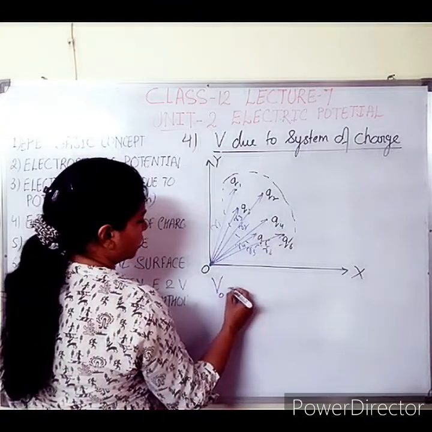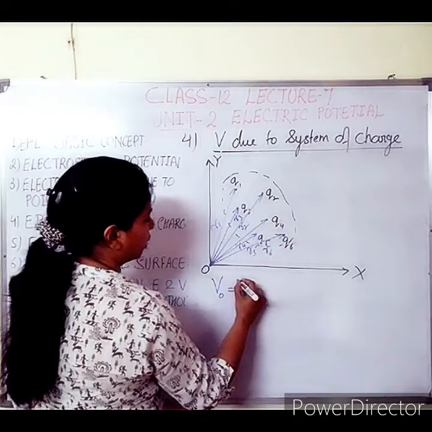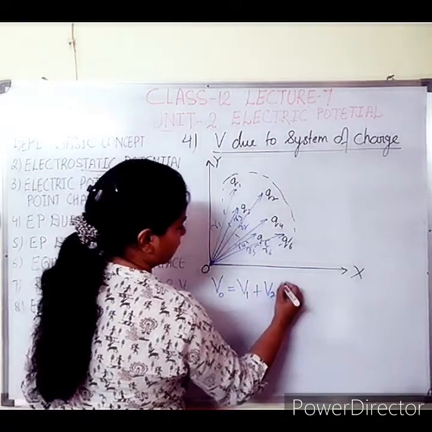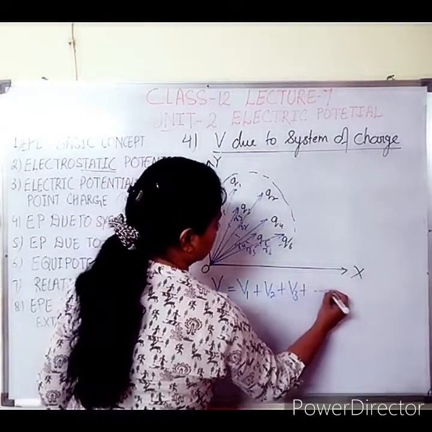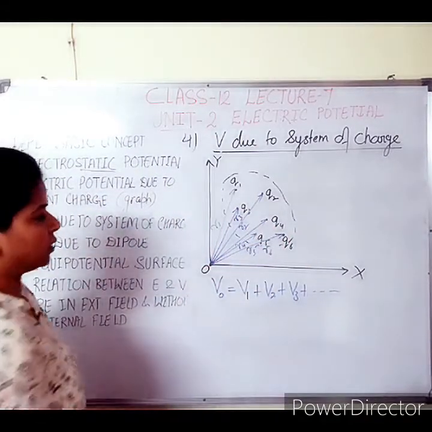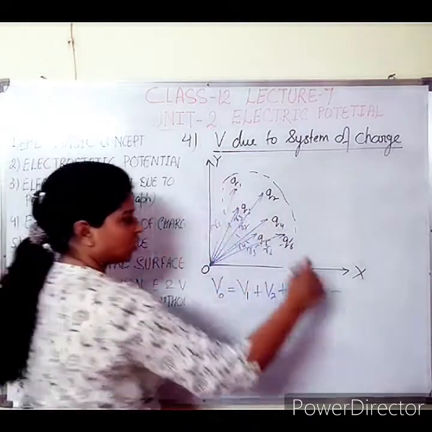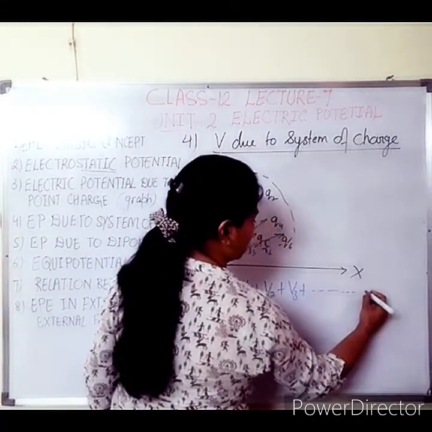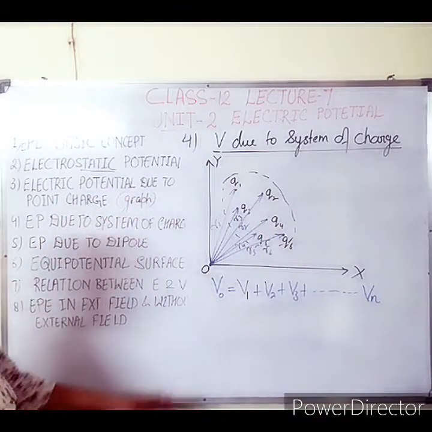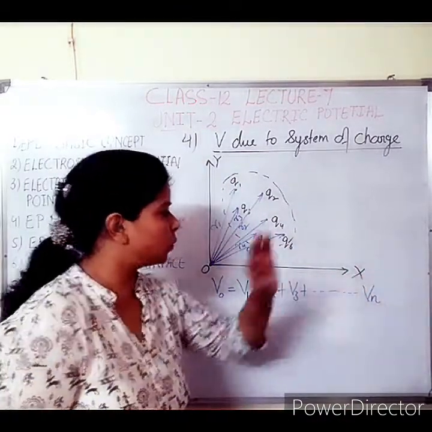So we will take the case that the potential at point O due to a system of charges should be the potential at point O due to the first charge, due to the second, third, and so on. I have taken the case till Q6. You can take many cases till Qn. So if there are n charges, then we can take the case till n. So V1 plus V2 plus V3 and so on.